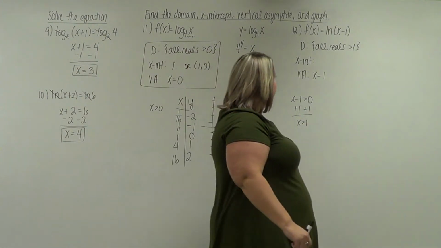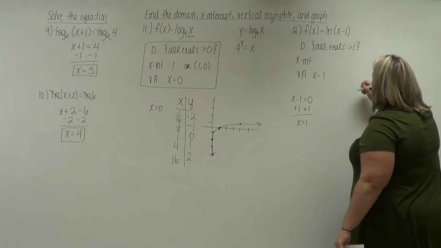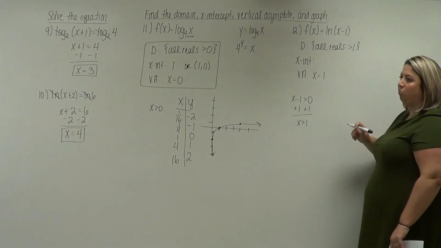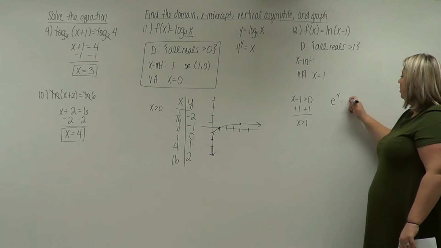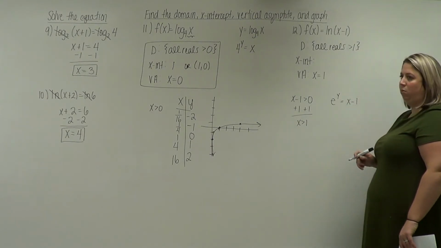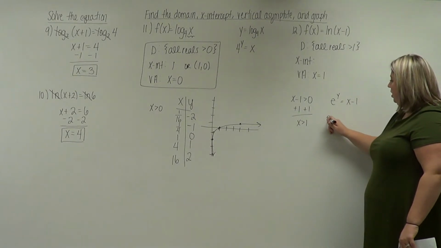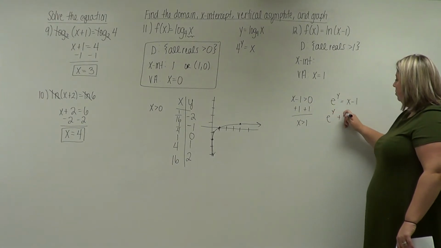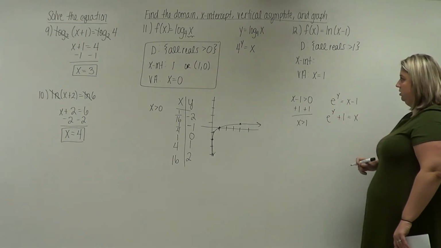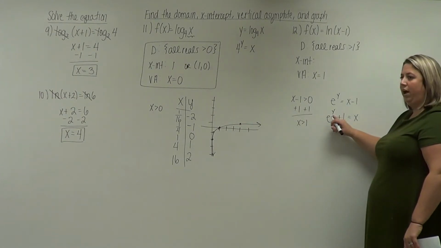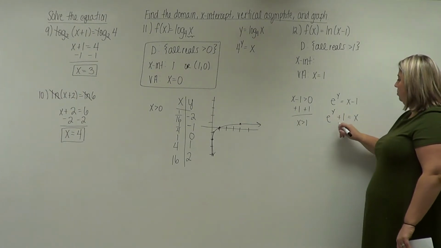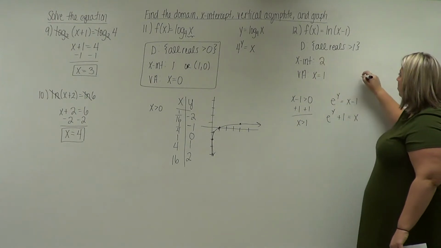If I want to graph this out, I need to write it like an exponential, so my base would be e. This would be e to the y equals x minus 1. So this would be e to the y plus 1 equals x. If I want to find my x-intercept, I'm going to put 0 in for y. So e to the 0 is 1, 1 plus 1 is 2.